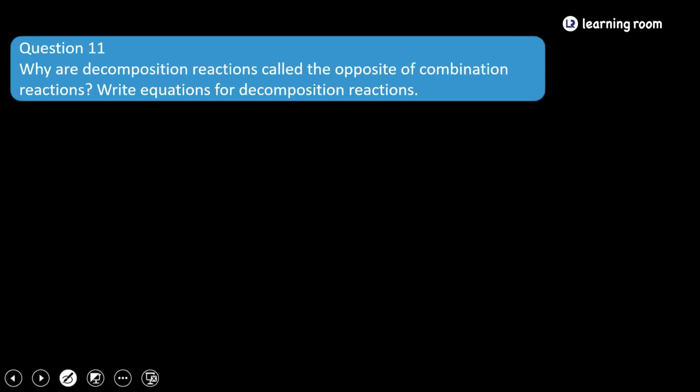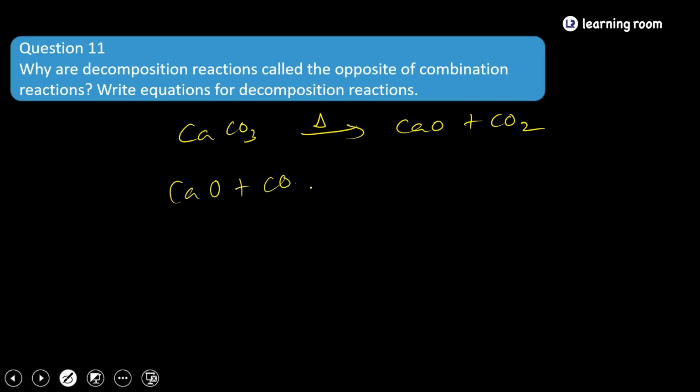Why are decomposition reactions called the opposite of combination reactions? Write the equation for the decomposition reaction. Calcium carbonate, when you heat it, will give calcium oxide plus carbon dioxide. When they combine, the calcium oxide combines with carbon dioxide to give calcium carbonate.